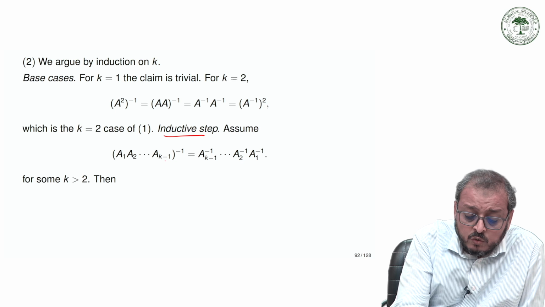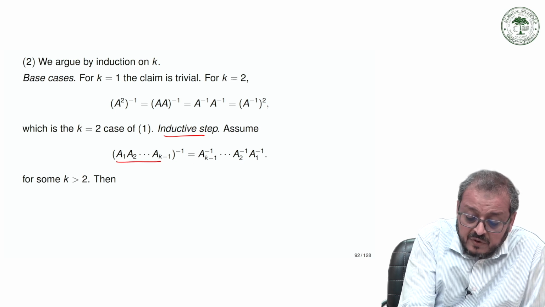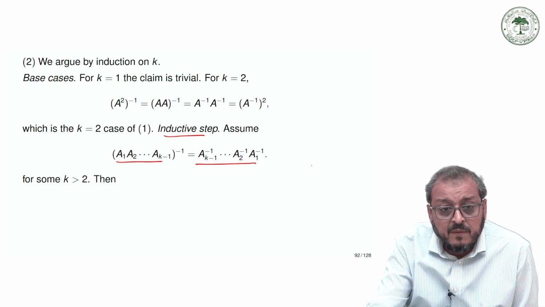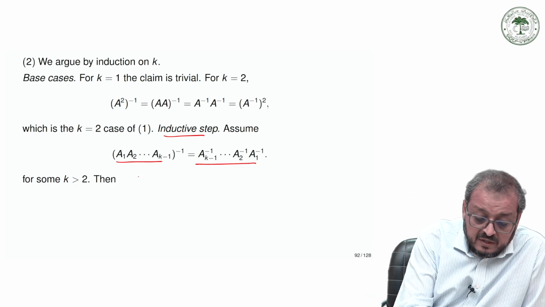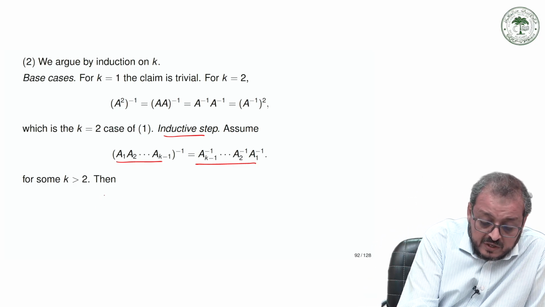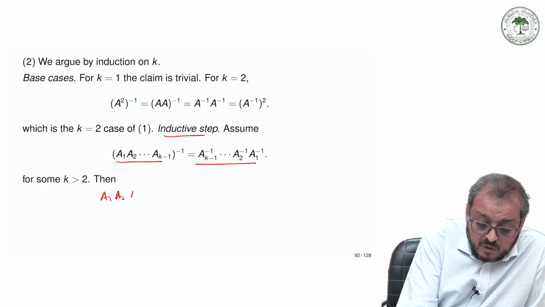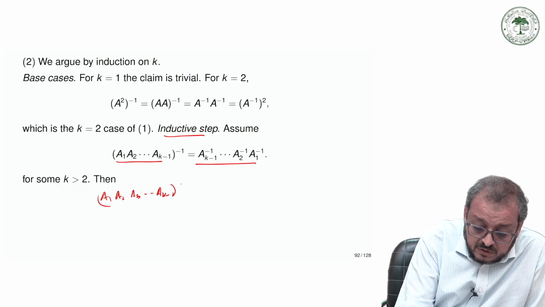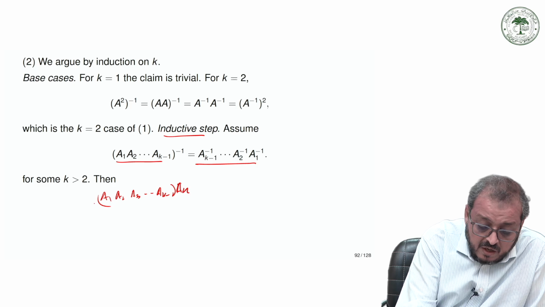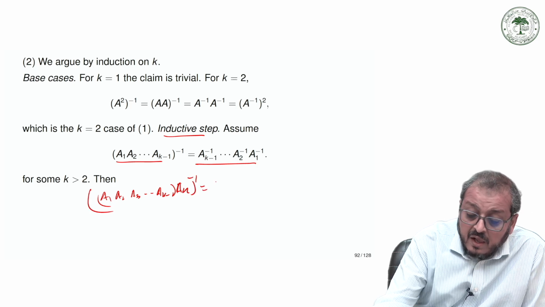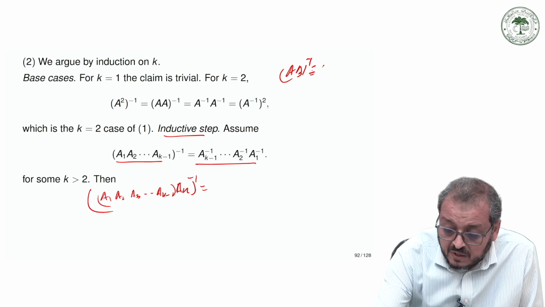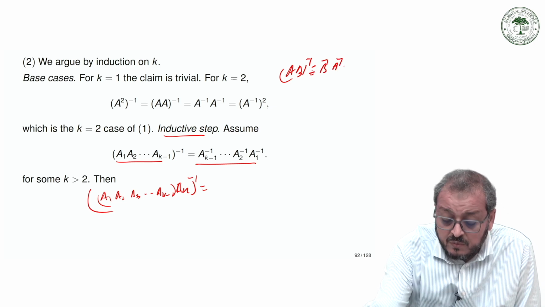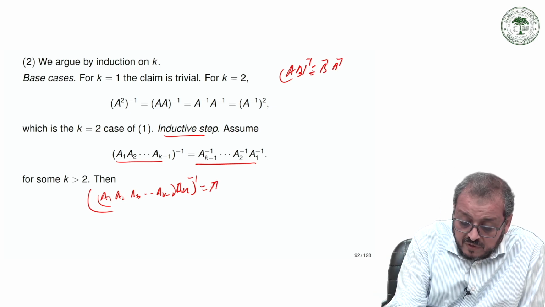So if you say 2k minus 1, then this can be written in the form of a up to this thing. Then we have to try to prove this result is true for any value of k. So we can write a1, a2, a3 up to a(k-1), and then we have a(k) whole inverse. By the property, (ab) whole inverse is equal to b inverse a inverse. This can be written in the form of a(k) inverse.